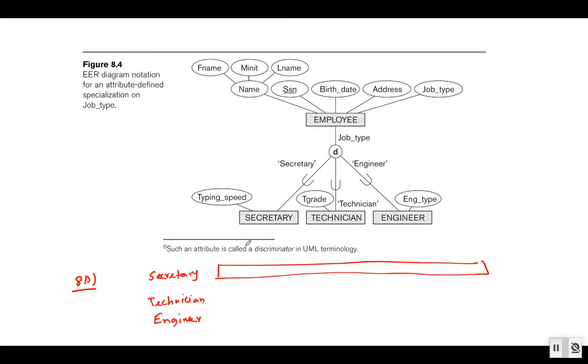all the common attributes. Common attributes are SSN, F name, M init, L name, B date, address, job type. And it has a special attribute, typing speed.